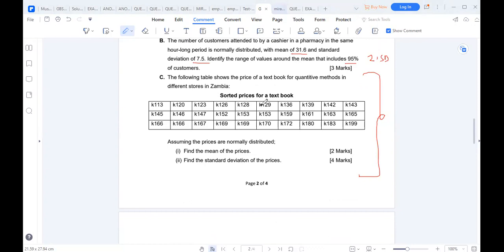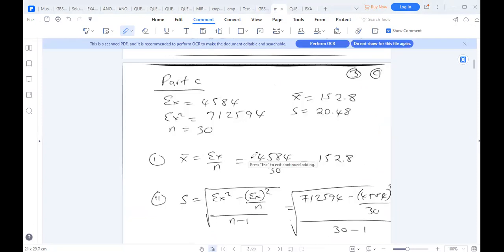Summation of x is 4584. Summation of x squared is 71.2594, and our n is 30. So your calculator can also punch directly your mean, which is 152.8, and the standard deviation, 20.48. So you can show the working just to validate. The mean is summation of x over n, so 4584 over 30, we get 152.8.